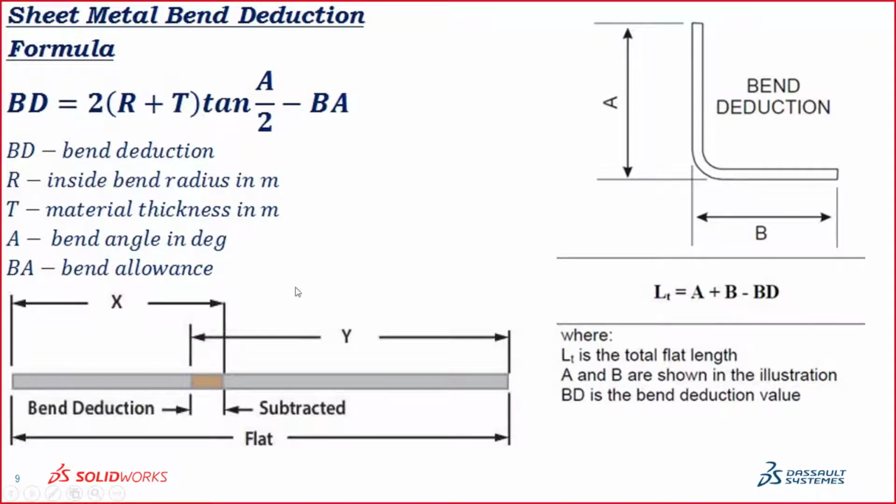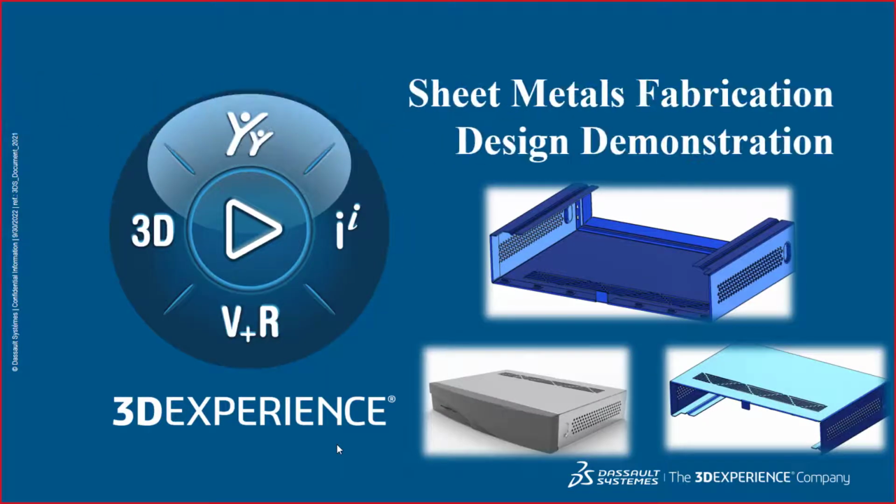Once you get this data, you can simply input it here. That is, A is the total length. You need to remember, we're going to consider from this edge to the top edge, and B is this length, minus bend reduction. You're going to get the total flat length for this. So that's about the basics of sheet metal works.